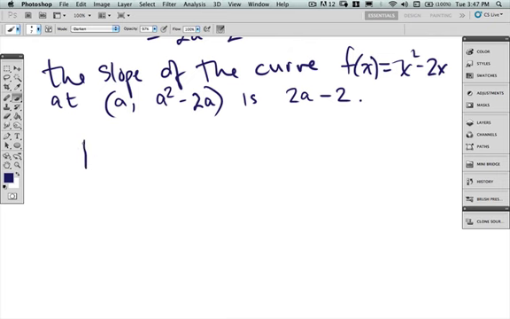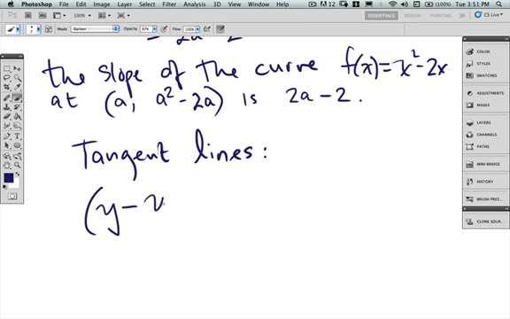So the tangent line, in fact it's all tangent lines for this function. So all tangent lines for this function pass through the point a, f of a, and they have the slope 2a minus 2. So we can use the point slope form.